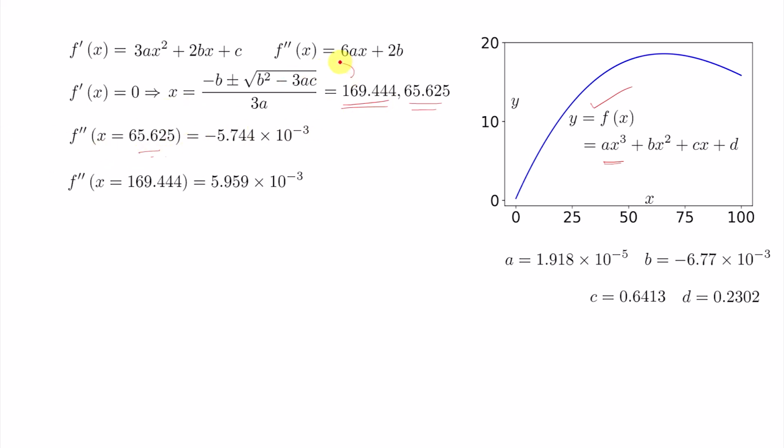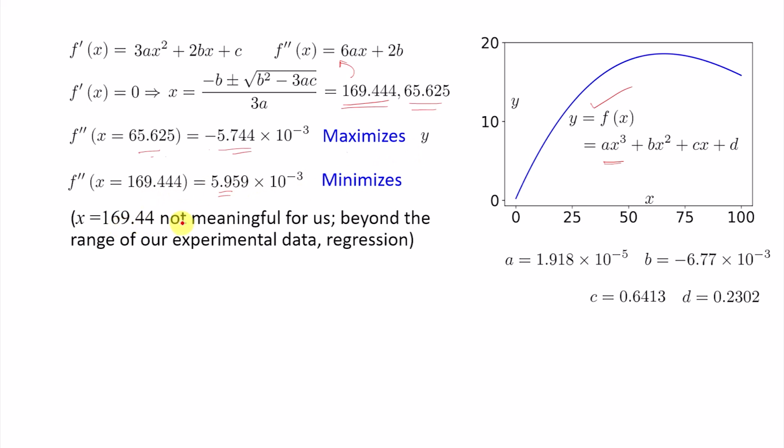So f prime x at 65.625 is 0. If I check f double prime now, it gives me negative at 65.625 and it gives me positive at 169. Now you see that we are not interested in 169 at all. We are only looking in this range roughly between 0 and 100. So one thing we can say is that here this is negative, meaning at this point it will maximize, and at 169 it will minimize. But 169 is not an important point for us. This is beyond the study domain.